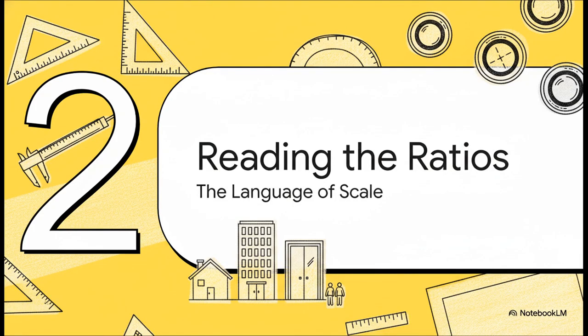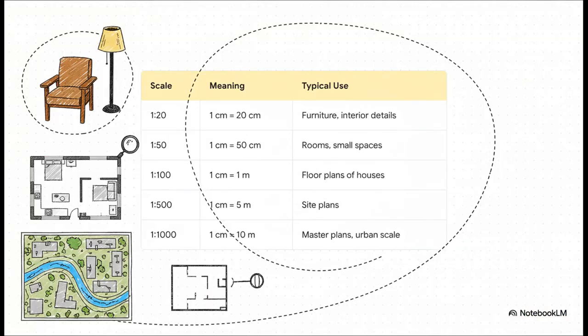And once you get that basic idea, you can start to really read the language of scale. You'll see different ratios are used for different jobs, kind of like using different lenses on a camera to zoom in or zoom out. So check this out. This table really shows you those zoom levels in action. At a 1/20 scale, you're zoomed way in, looking at the fine details of a piece of furniture. A 1/100 scale is kind of your standard view for a house floor plan. And then you zoom all the way out to 1/1000. Now you're looking at a master plan for a whole neighborhood.